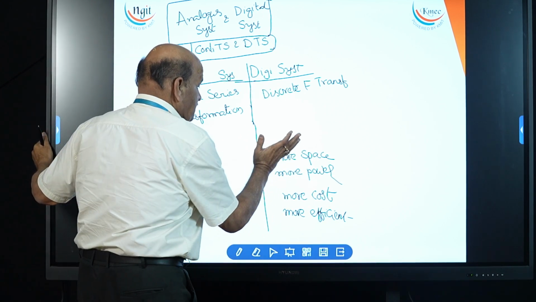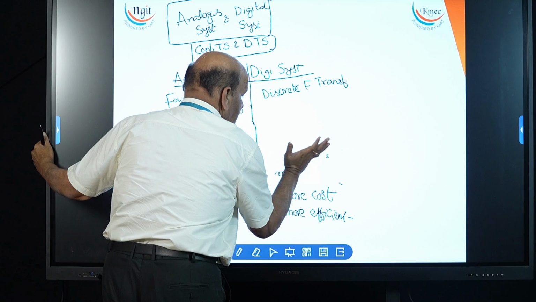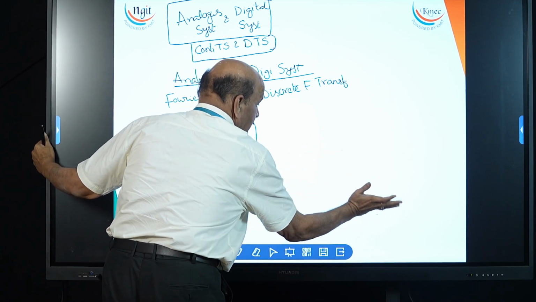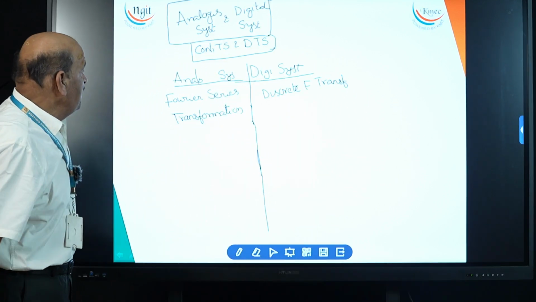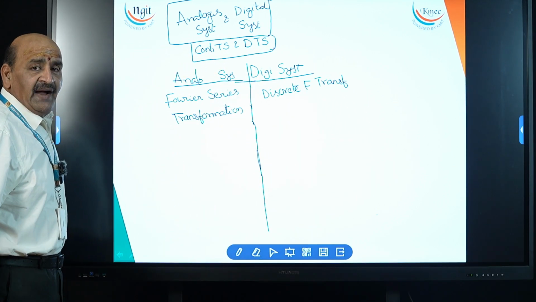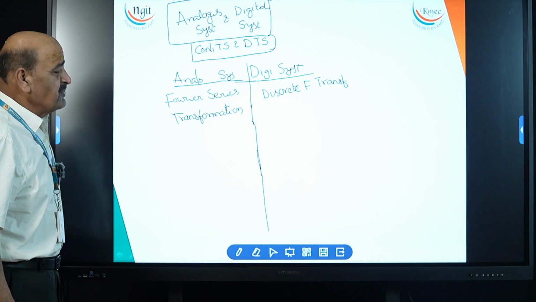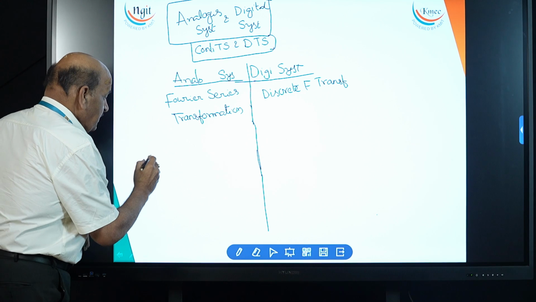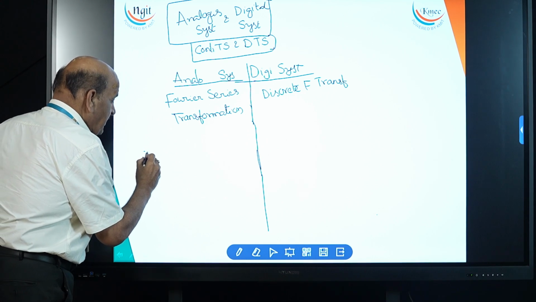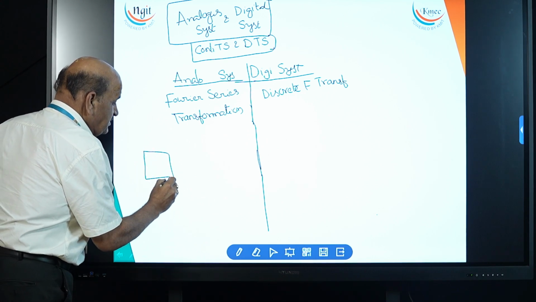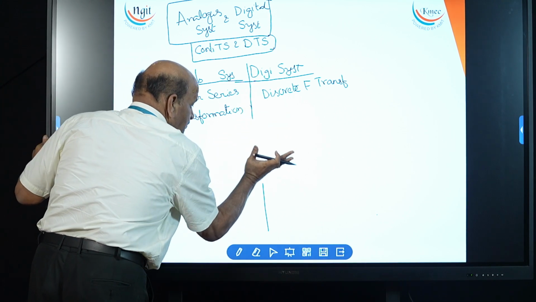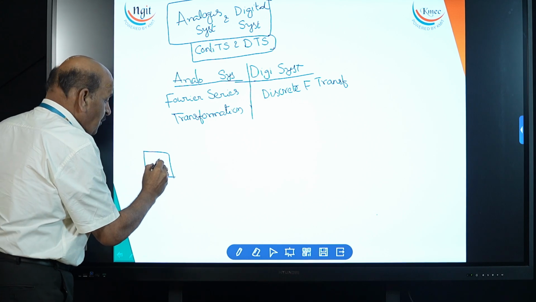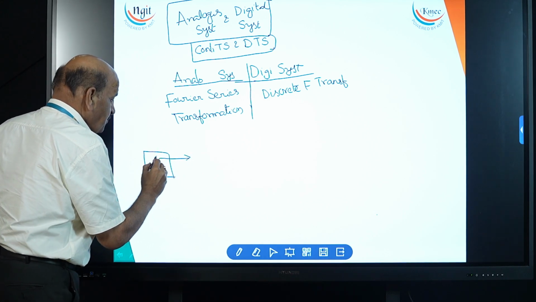Now, another point. Just look at the main purpose of the applications. Where do you use this? How could you find the difference between analogous systems and digital systems? For example, just look at your computer system or mobile here. Now, from this mobile or computer system, we are sending a message.